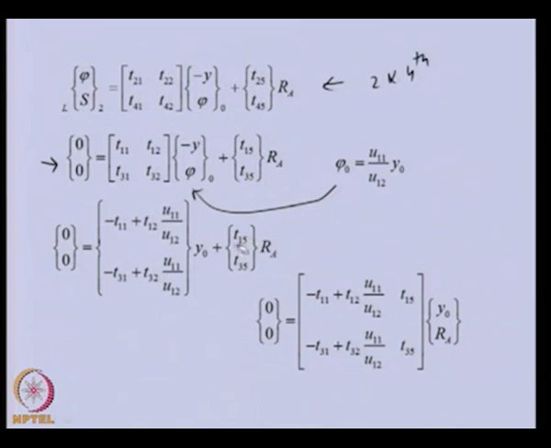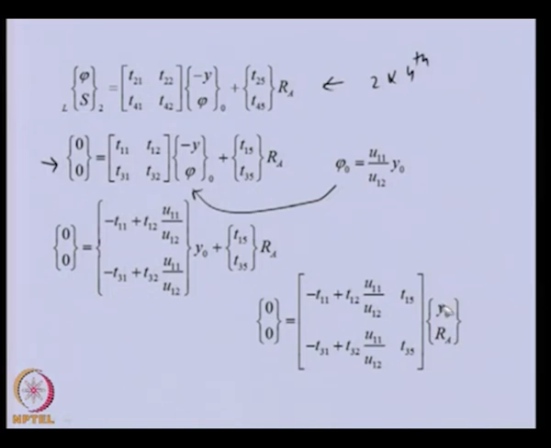Now, these two equations contain only two unknowns, y naught and R A. We have obtained these two equations by eliminating phi naught, and we can rearrange them like this. These are two equations containing two unknowns, but they are homogeneous equations, so I have rearranged them in this form, writing the two unknowns in this form.